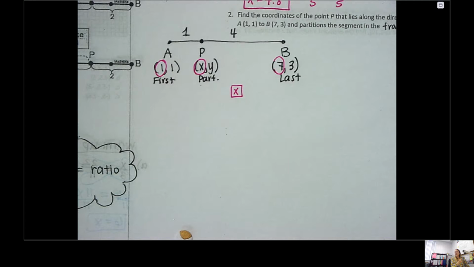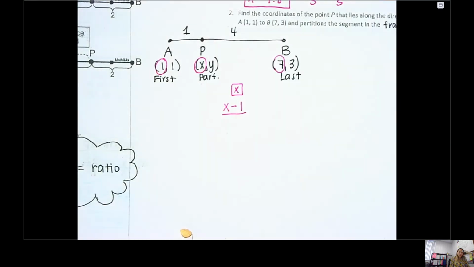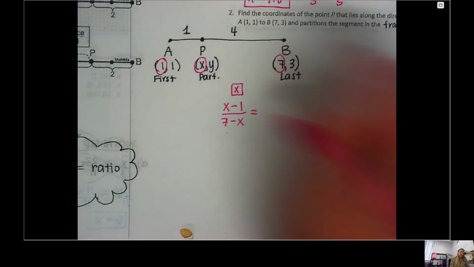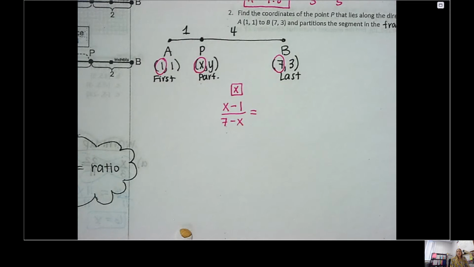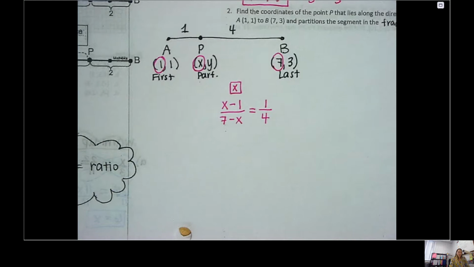Partition point minus the first. Last minus partition. Sarah, go for it. Partition point minus the first over 7 minus X. Good. And set it equal to your ratio, which is 1 over 4. Boom. There's your X set up.